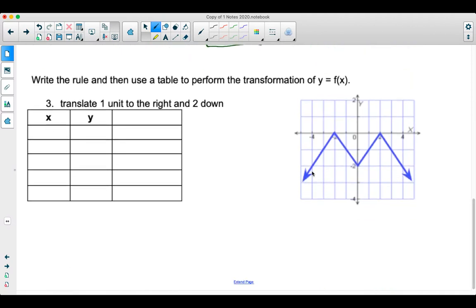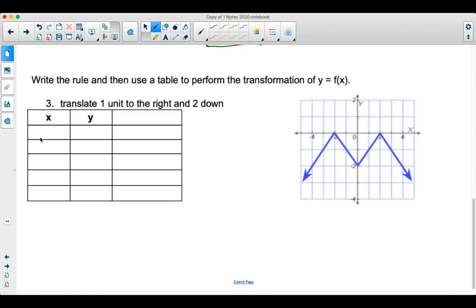Next, we can also translate whole figures. So here we have this M-looking figure. And what we're going to do is use this rule. If you're asked to write a rule, that means you're writing it in words. So we're asked to use this rule to perform the transformation of this function, this figure right here.